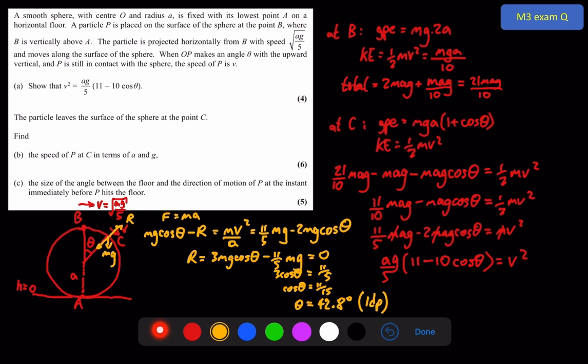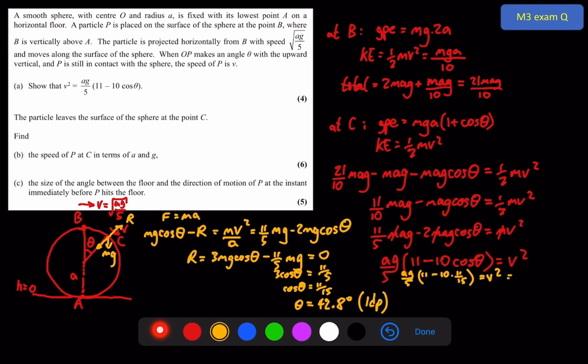And I've just realized I've answered a question that they haven't asked. We didn't need theta, that's not what it wanted. It wanted the speed. So cos theta is more useful. 11/15 we want to put back in here. We've got 11 minus 10 times 11/15, lots of ag over 5 for v squared.